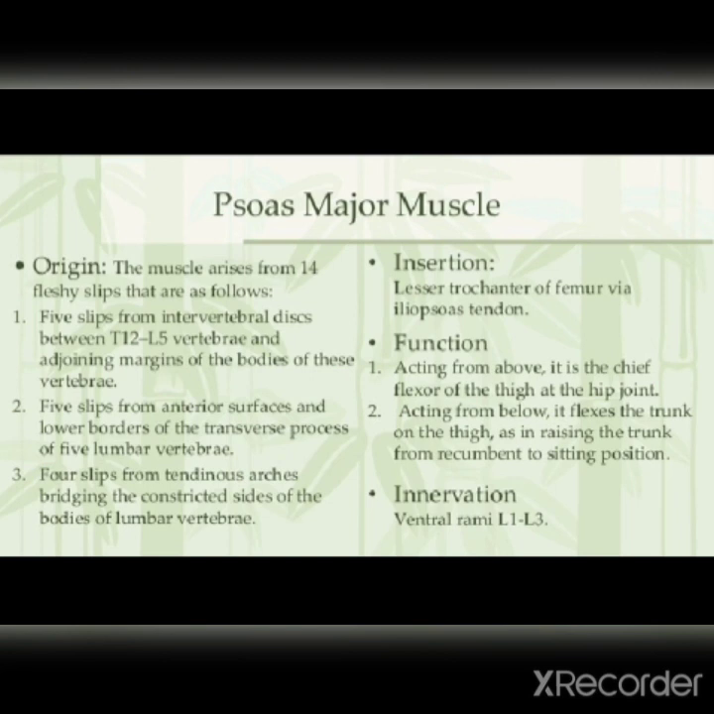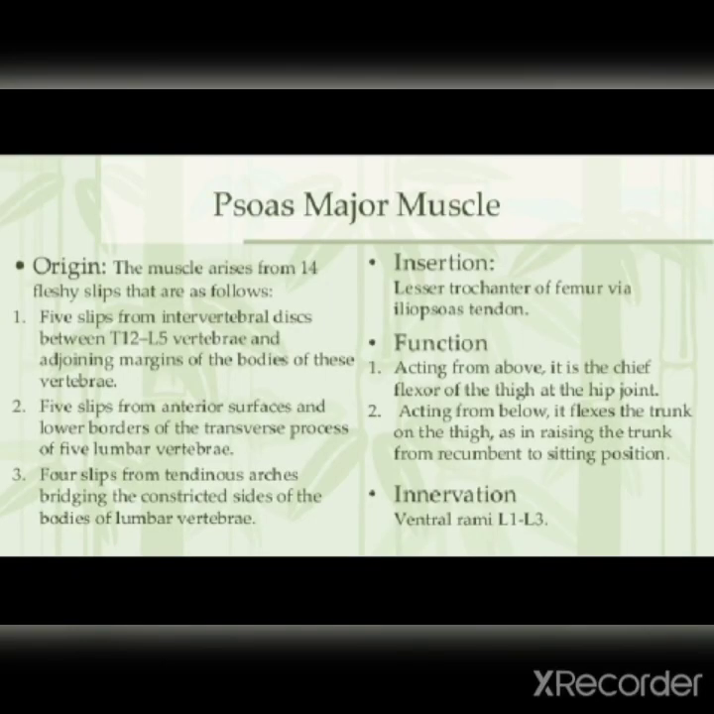Now the function. Acting from above, it is the chief flexor of the thigh at the hip joint. What does this mean? It causes flexion at the hip joint. The flexion at the hip joint is done by the psoas major, the iliopsoas. It is called the action of iliopsoas. Now acting from below, it flexes the trunk on the thigh, as in raising the trunk from the recumbent to the sitting position.